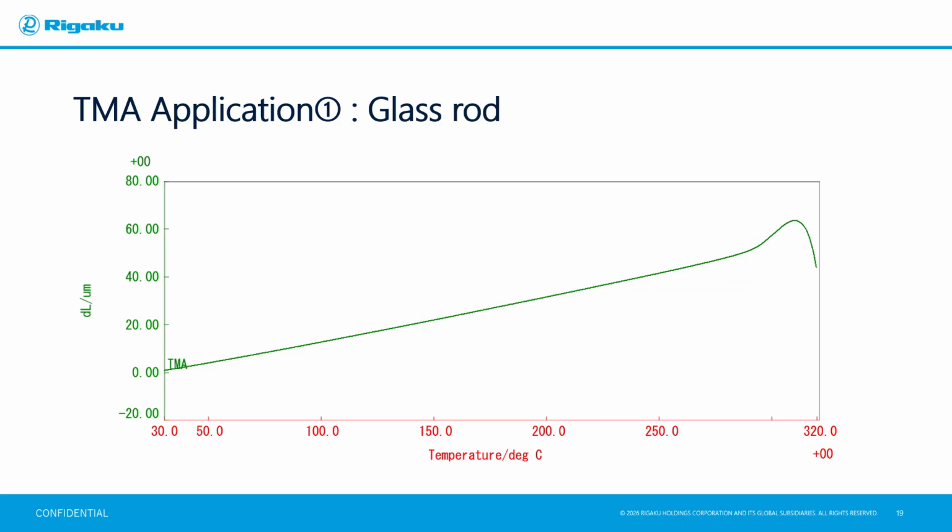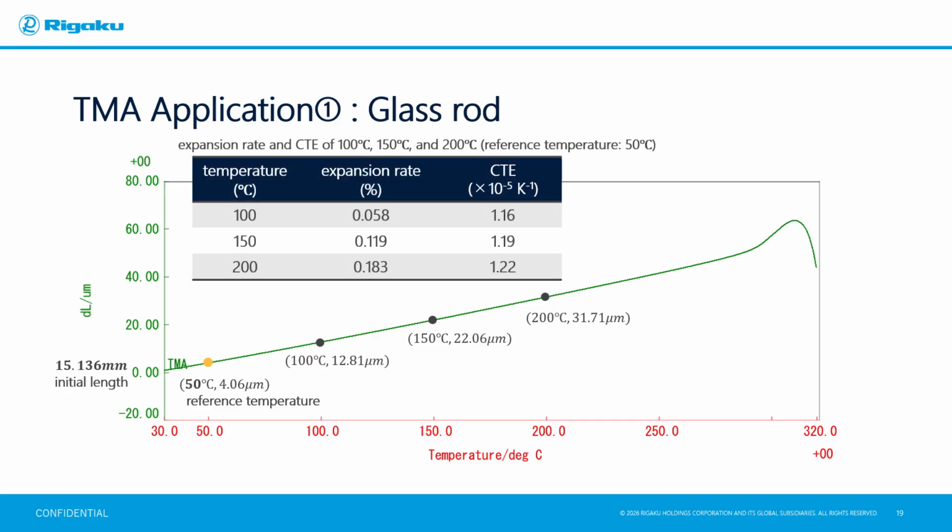Next, let's calculate the expansion rate and mean coefficient of expansion for the glass. This time, we will use a reference temperature of 50 degrees Celsius for the calculation. The initial length of the sample is 15.14 millimeters. The amount of thermal expansion at 50, 100, 150, and 200 degrees Celsius can be analyzed from the TMA curve. From these values, the expansion rate and CTE of the sample at each temperature were calculated, and the results were summarized in the table.